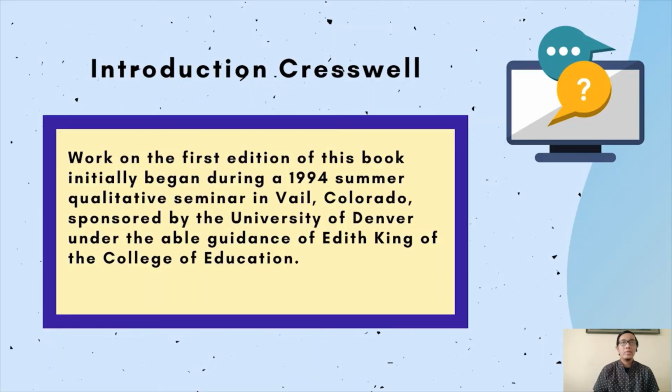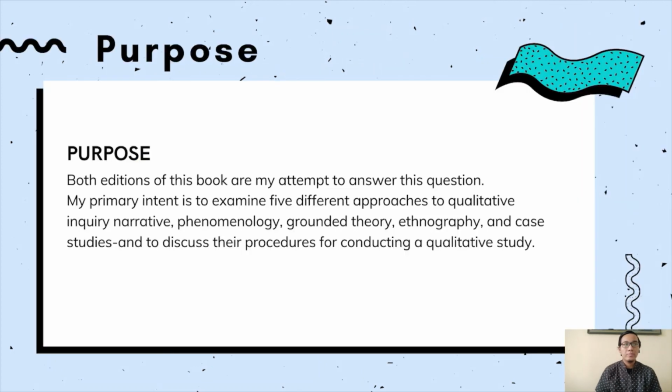Chapter 1. Introduction. Work on the first edition of this book initially began during a 1994 summer qualitative seminar in Vail, Colorado, sponsored by the University of Denver, under the able guidance of Edith King of the College of Education. Purpose. Both editions of this book are my attempt to answer this question. My primary intent is to examine five different approaches to qualitative inquiry: narrative, phenomenology, grounded theory, ethnography, and case study, and to discuss their procedures for conducting a qualitative study.